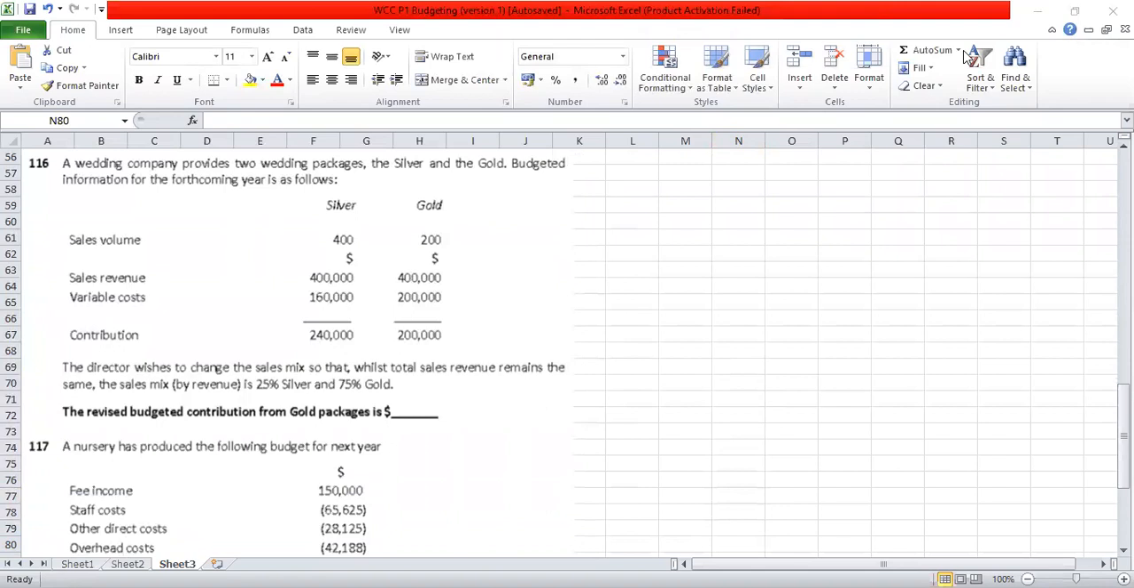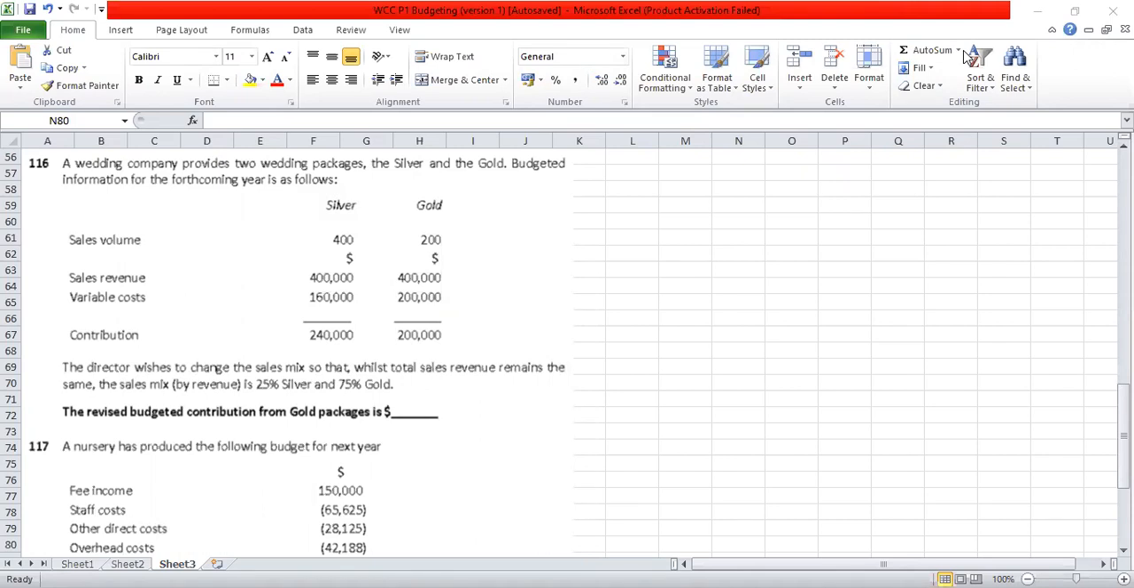The director wishes to change the sales mix so that while total sales revenue remains the same, the sales mix by revenue is 25% silver and 75% gold. The revised budgeted contribution from gold package is, so just that there is a change in the sales mix. The other thing, it says that the total sales revenue remains the same. How much is total sales revenue? 400,000 and 400,000, it is totally 800,000.